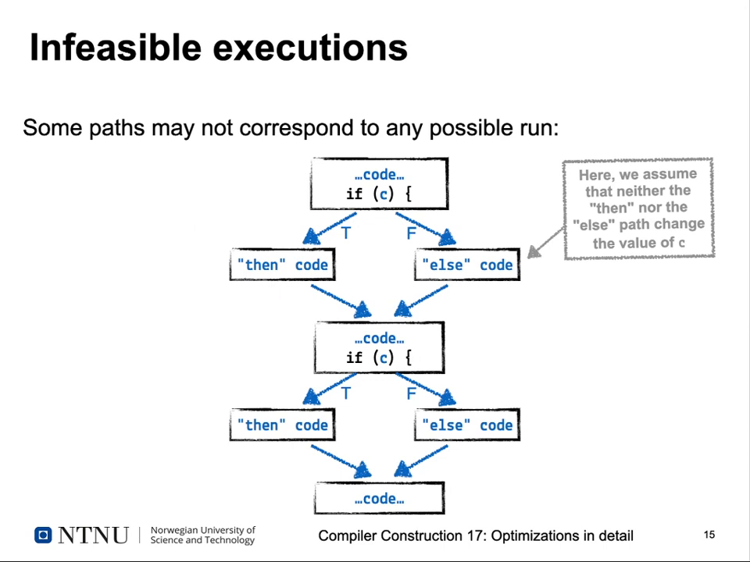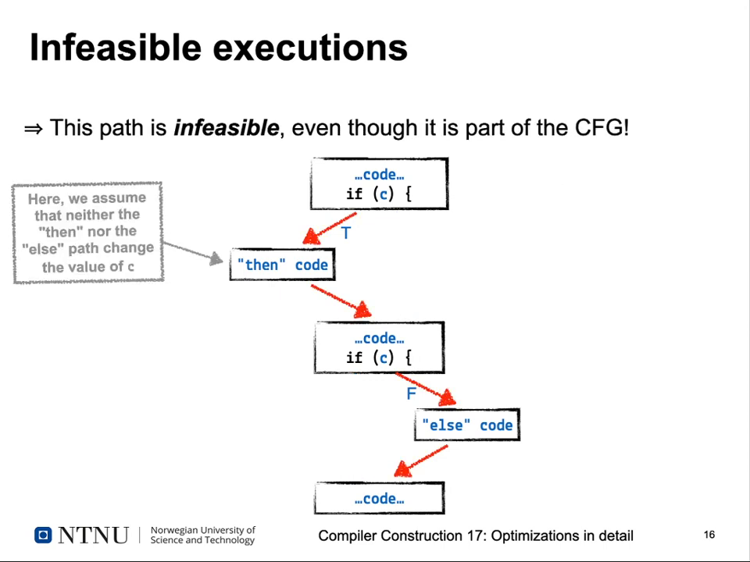So let's assume we extend our control flow graph a bit. We have an if statement here that decides based on a condition C if it should execute then or else. Then our control flow converges. And then we have another if statement checking the same condition C and again deciding whether to take the then or the else part before continuing with the rest of our program. Now note that we assume for our analysis here that neither the then nor the else part changes our variable C.